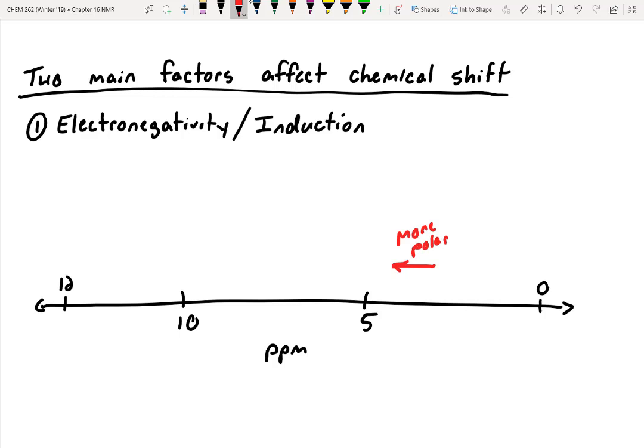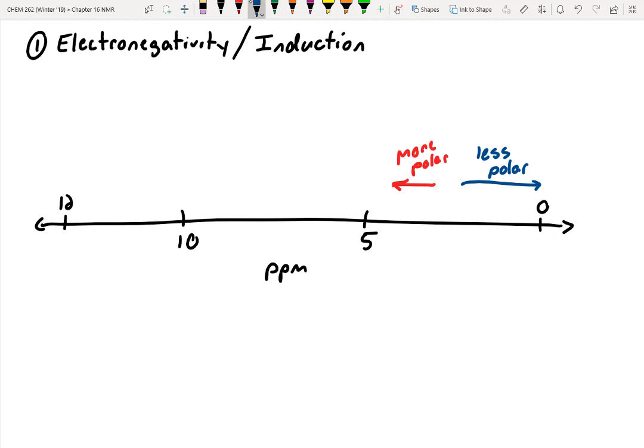So if a proton that you're looking at is really close to an electronegative atom, or even bonded to oxygen or something like that, quite often it'll show up closer to 4. Less polar things will show up way closer to 0. So that's one useful trick you can use, is more polar things get shifted to a higher ppm. The other one is aromaticity.